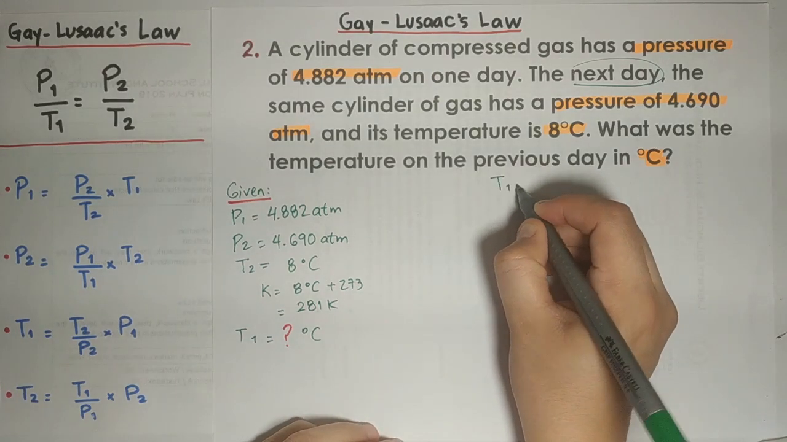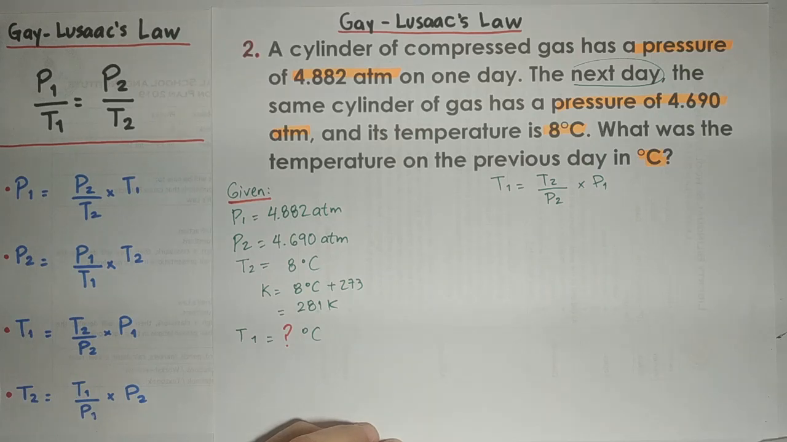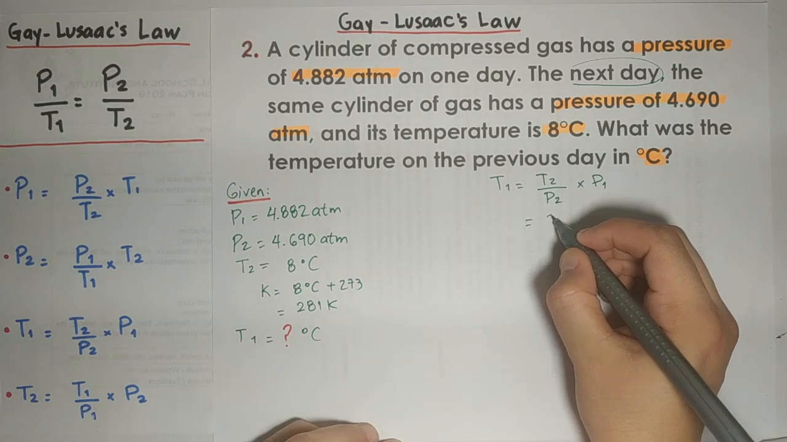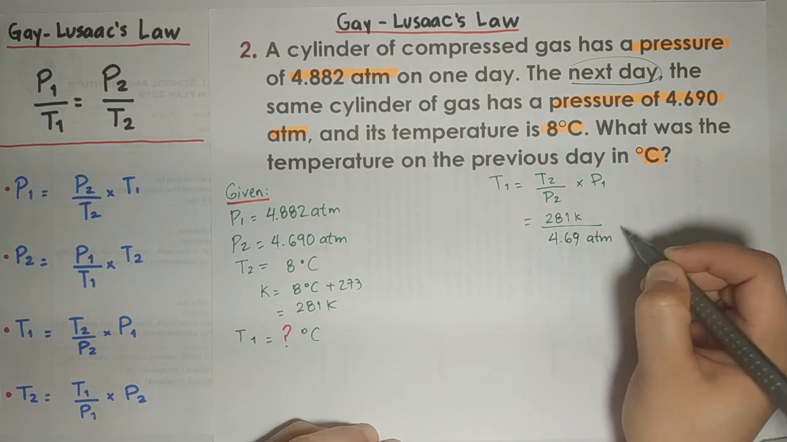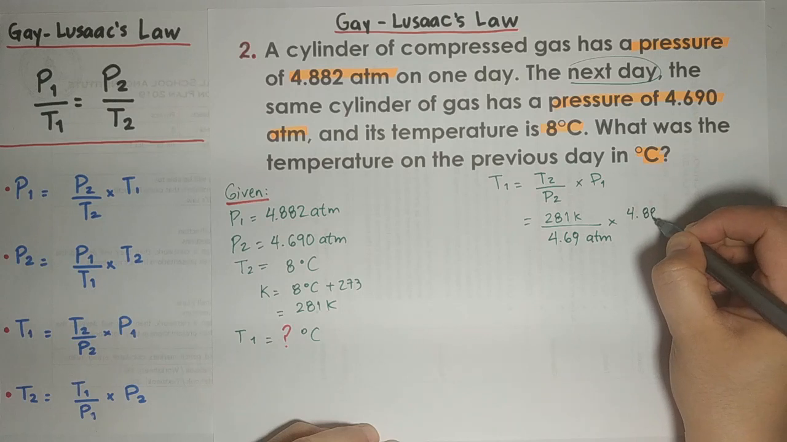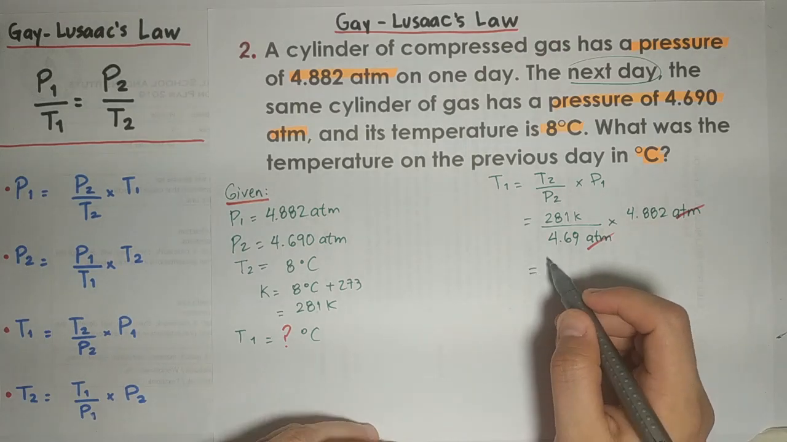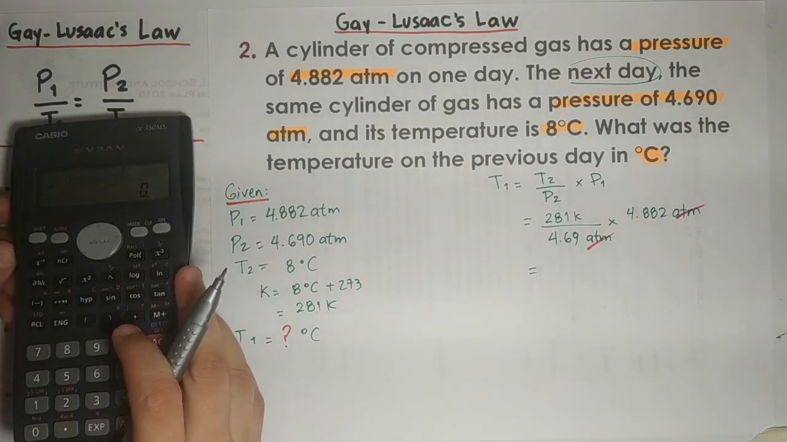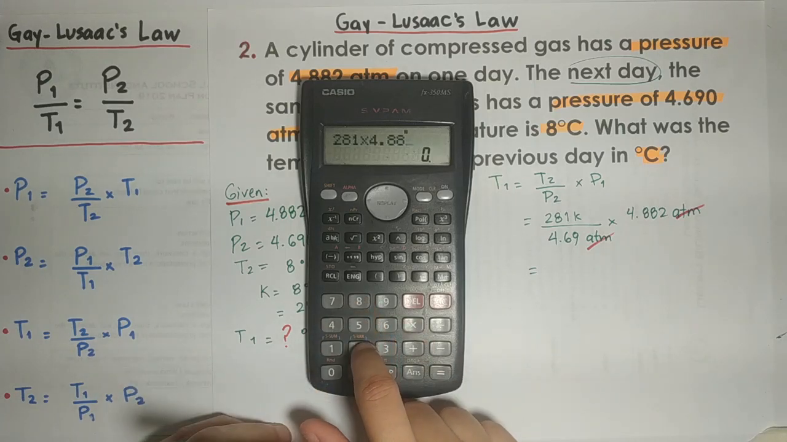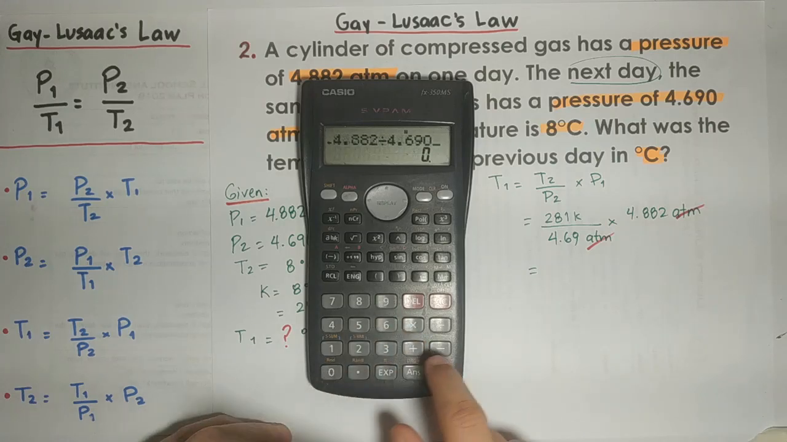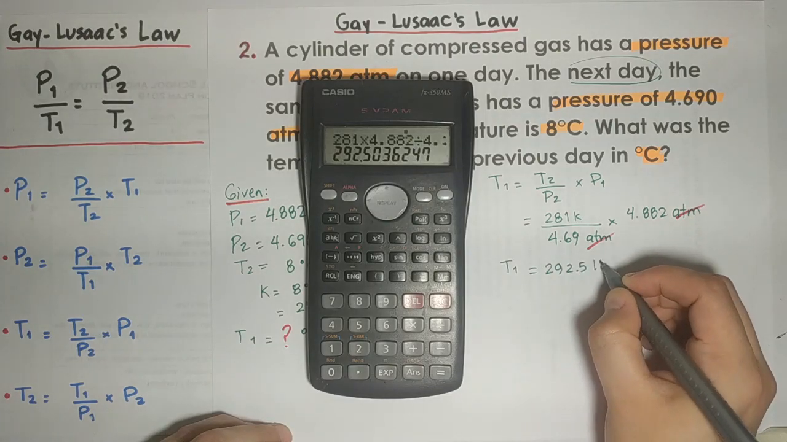Now let's write the equation. Temperature 1 equals temperature 2 divided by pressure 2 times pressure 1. We have everything we need, so we need to do just plug in the values. Temperature 2, that is 281 Kelvin, divided by pressure 2, that is 4.69 atmosphere, times the pressure 1, that is 4.882 atmosphere. Here I notice that I can cancel my units, and now I use my calculator. 281 times 4.882 divided by 4.690. So my temperature in day 1 was 292.5 Kelvin.